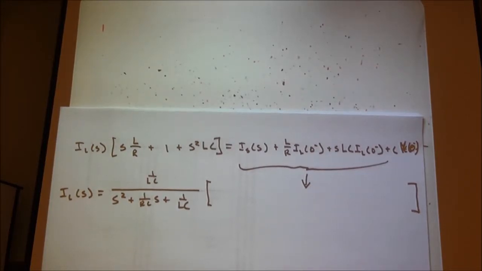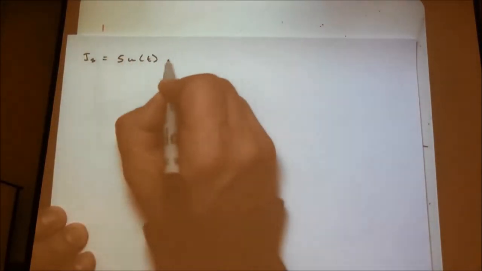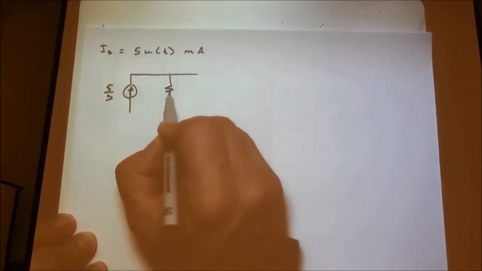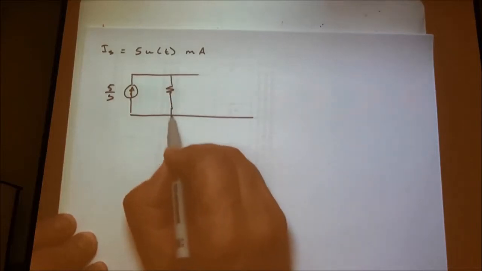I think I stapled the pages or Xeroxed the pages out of order, so if we go to the last page of the handout, we have an example. So if our source is I_S equals 5 u(t) milliamps, how does that clean things up? Well, what does our circuit now look like? 5 over s, or 0.005 if you're so inclined.